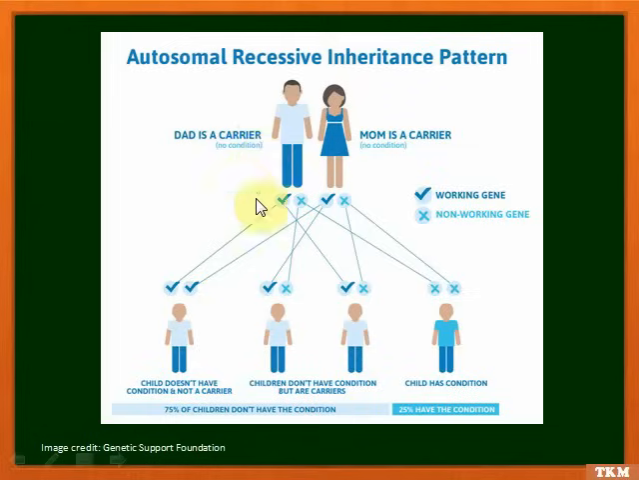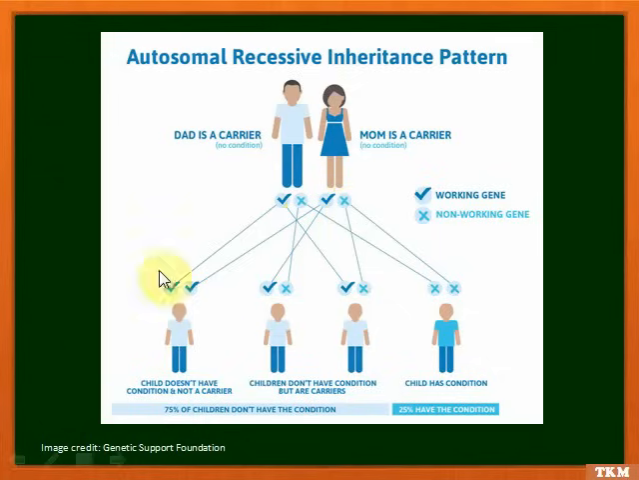Now again, over here we are not talking about X and Y chromosomes. We are talking about chromosome pairs number 1 to 22, which are the non-sex-determining chromosomes. They can be any chromosome. So let's consider that dad has one chromosome that has a gene that is working, mom has one chromosome that has a gene that is working, and both have one chromosome that has a gene that is non-working. So what is the chance over here?